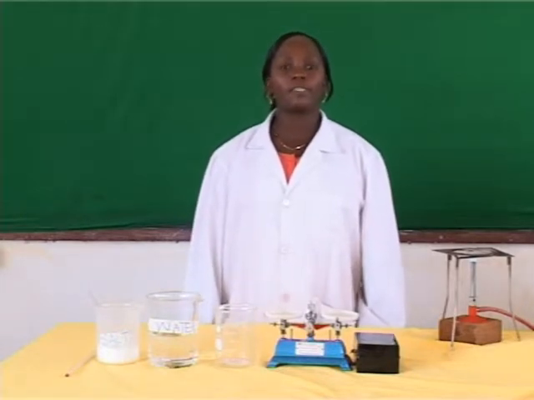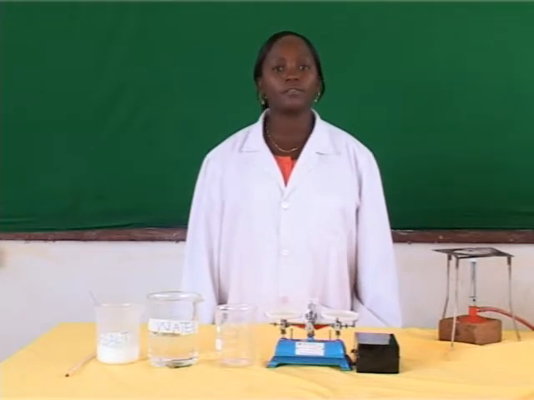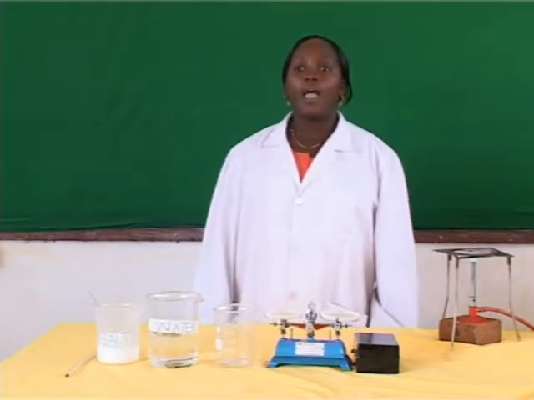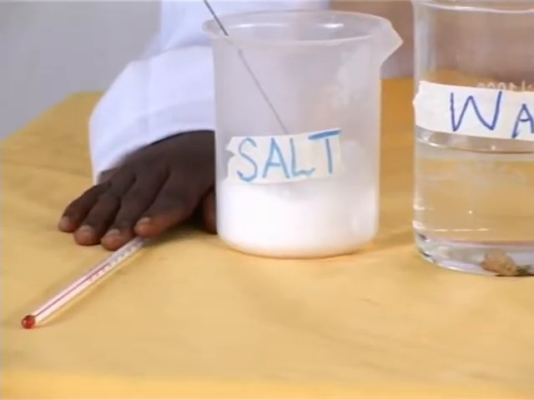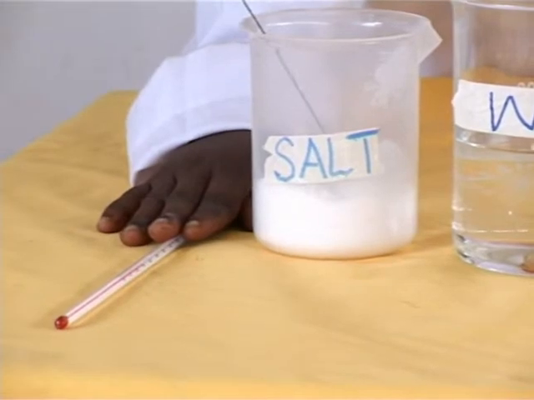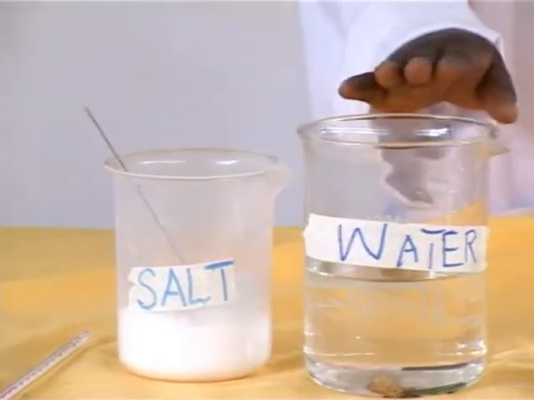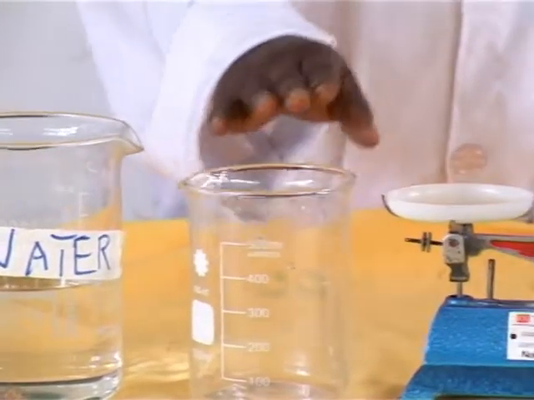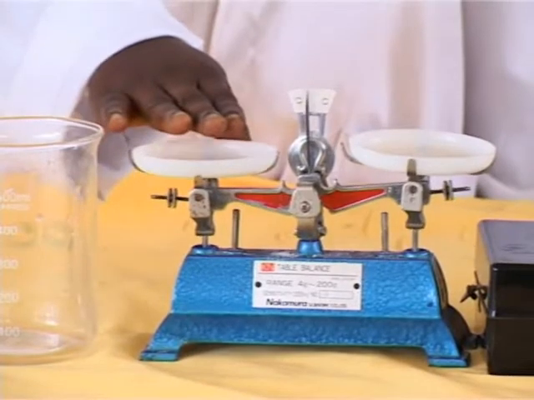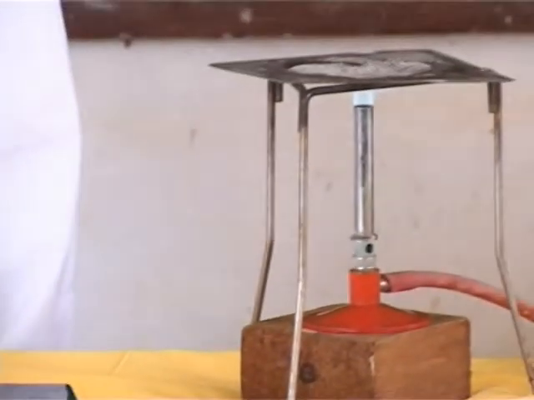The aim of this experiment is to determine the effect of dissolved substance on the boiling point of water. Requirements: thermometer, common salt, water, beaker, chemical balance, masses, and source of heat.